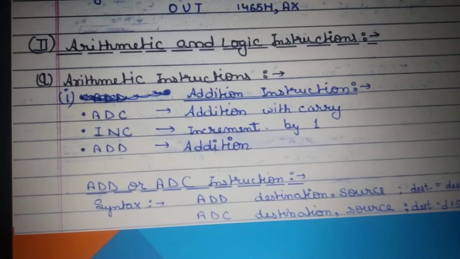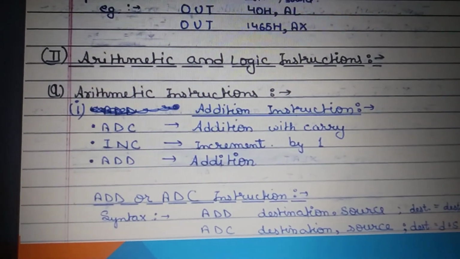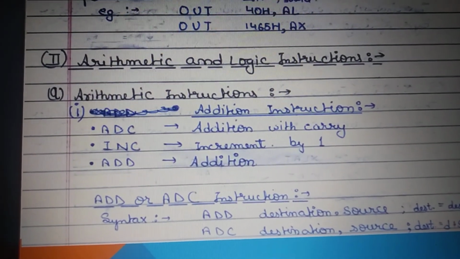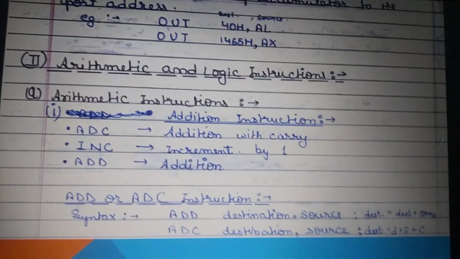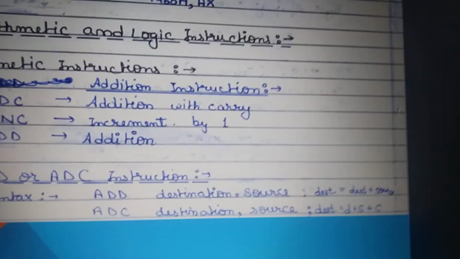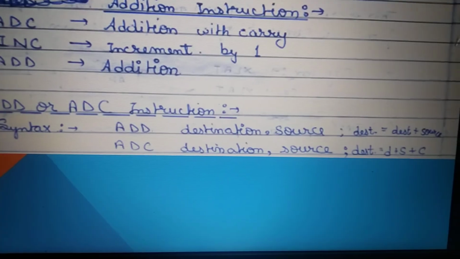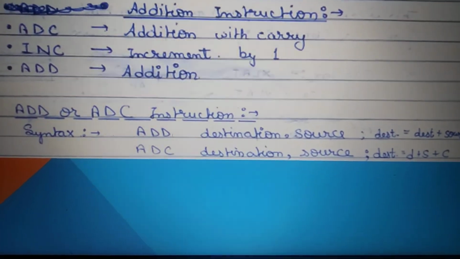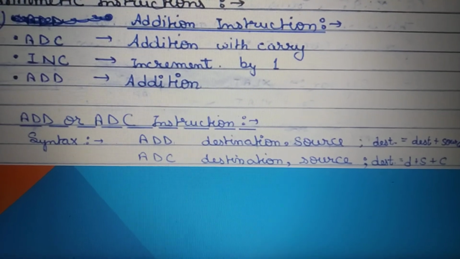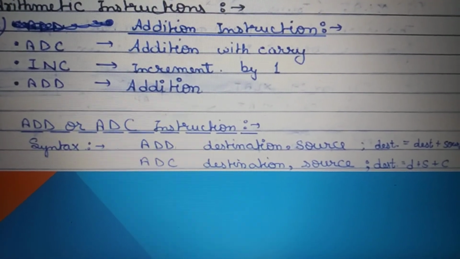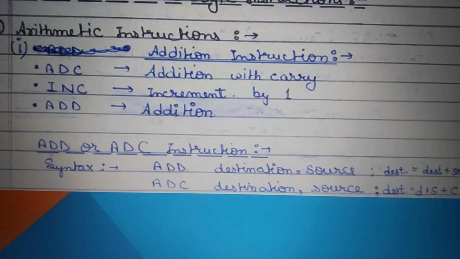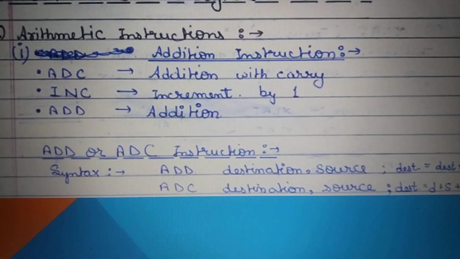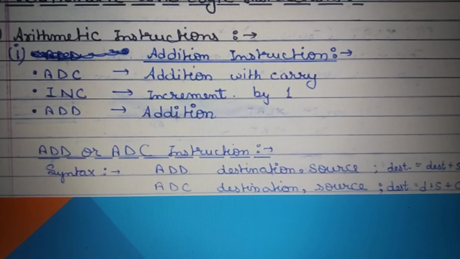The format of the ADD instruction is ADD destination comma source. When this instruction is executed, the content of source will be added to the content of destination, and the result will be stored in the destination. It is similar to a half adder.